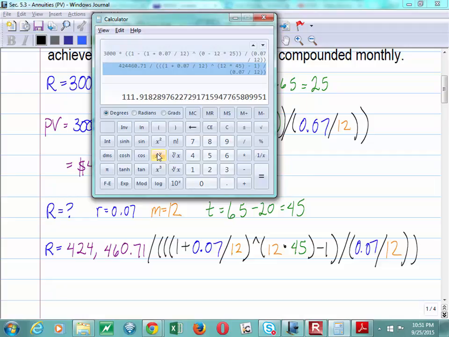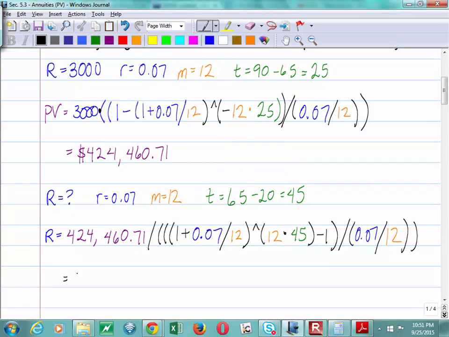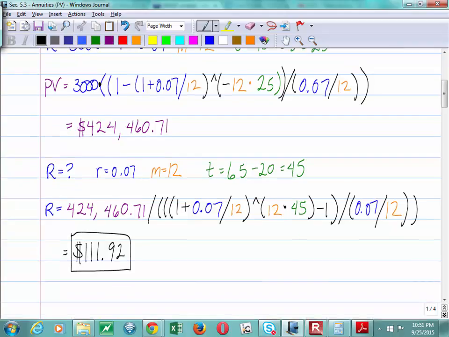So this says $111.92. That's not bad. So all you have to do is save $100 a month. Not bad.